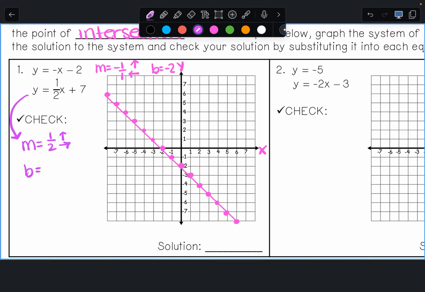The second line, what's the slope? -2/1. So up to the left. And what's the y-intercept? -3. So we start at the -3. We go up to the left 1. When we run out of space, we go down to the right. And that way you can find your point of intersection.